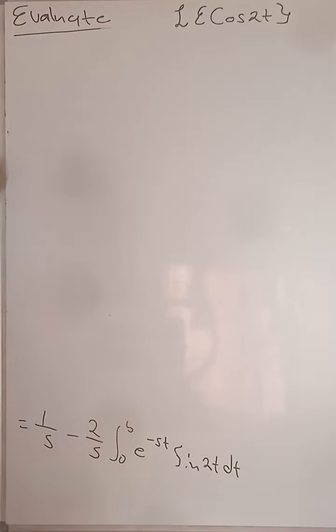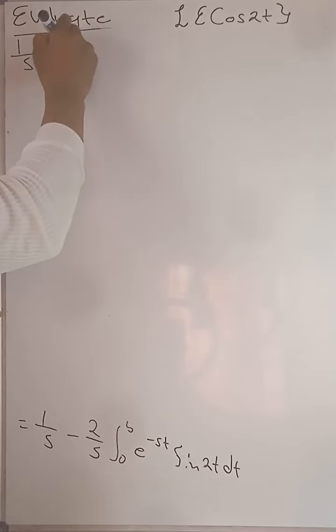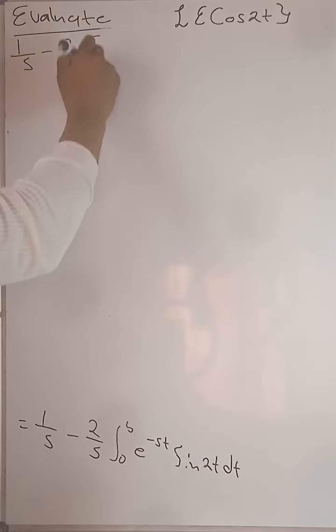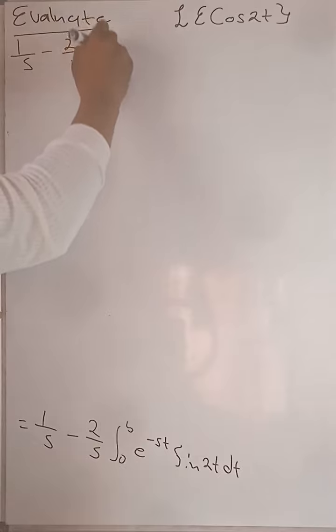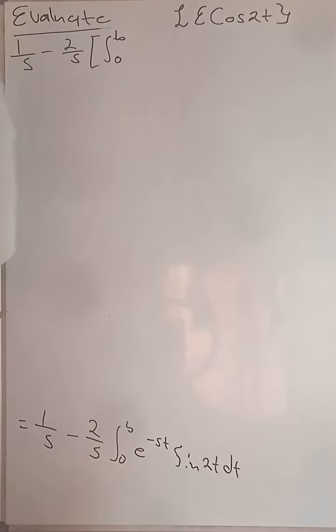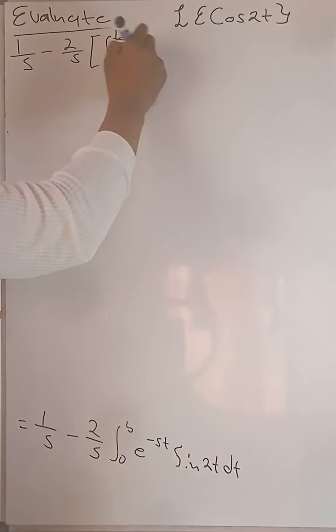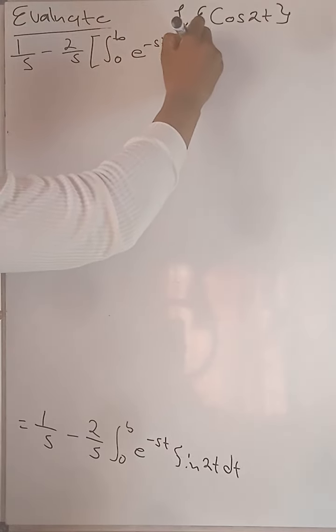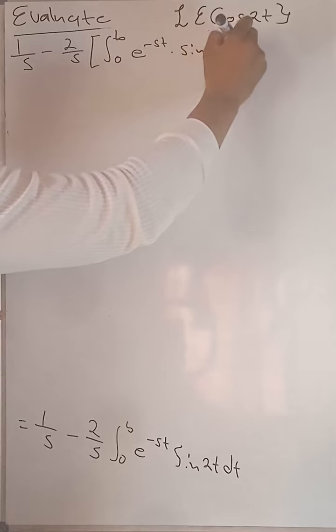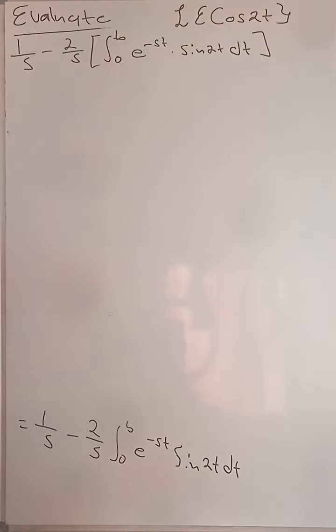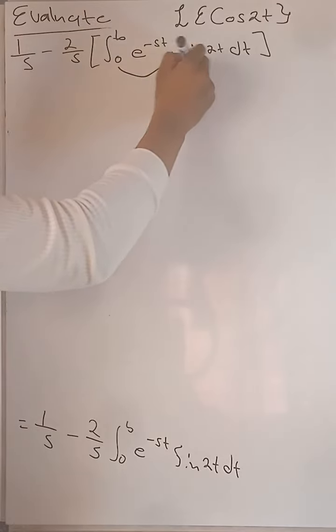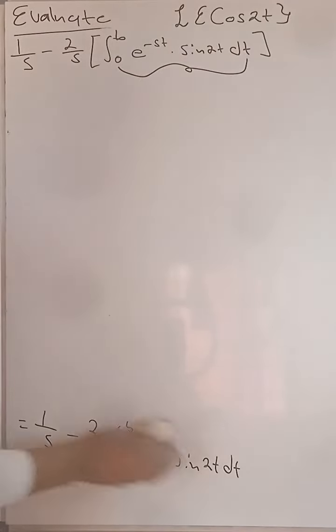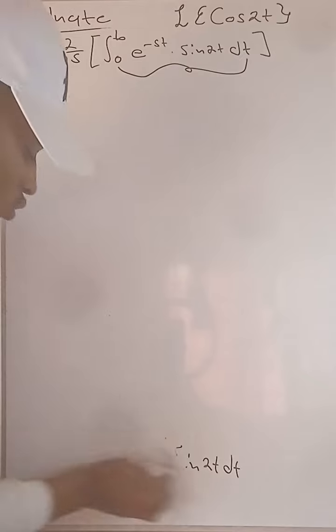So we are having 1 over s here minus 2 over s into what? The integral from 0 to b of e^(-st) times sine 2t dt. That's what we are having there. So we want to evaluate this part alone.